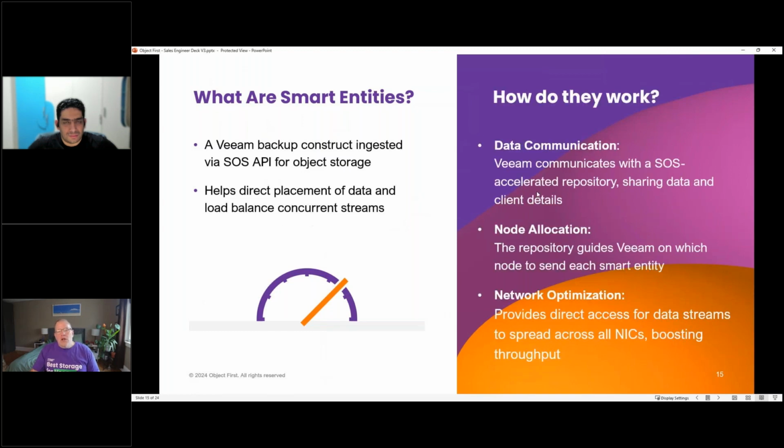So how do they work? Veeam communicates with the SOS accelerated repository, sharing data and client details. Node allocation: the repository guides Veeam on which node to send each smart entity. So again, if this node has too much or is overworked, it'll be told to go to another node. Network optimization provides direct access for data streams to spread across all of the NICs, boosting throughput.